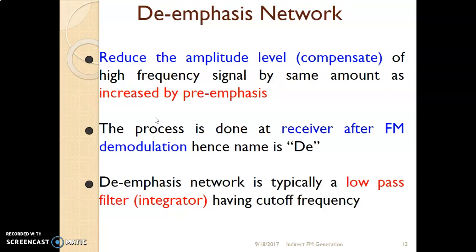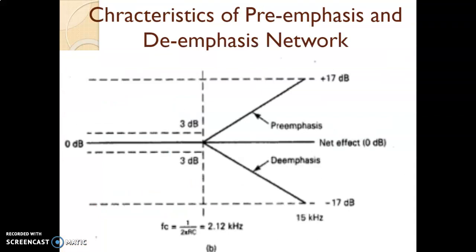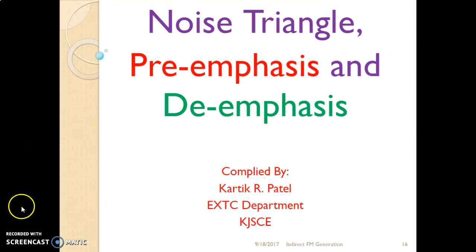To summarize, why we go for pre-emphasis and de-emphasis network is that the higher modulating signal is going to be affected more by the noise, and that is why we need to artificially boost the higher modulating signal frequency such that we get uniform signal to noise ratio throughout the frequency spectrum, and this is done by the pre-emphasis network. And to compensate for the artificial boosting at the receiver side, we are using the de-emphasis network. So the pre-emphasis network is a high pass filter, the de-emphasis network is a low pass filter, and after a certain frequency, which we call the cutoff frequency, the pre-emphasis network and de-emphasis network start working. And this is the concept of noise triangle, pre-emphasis and de-emphasis network.